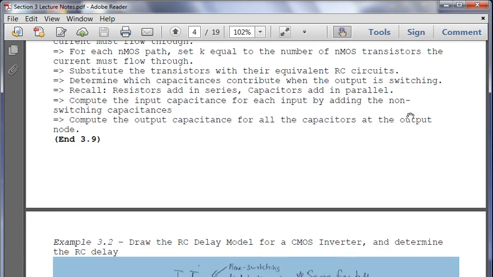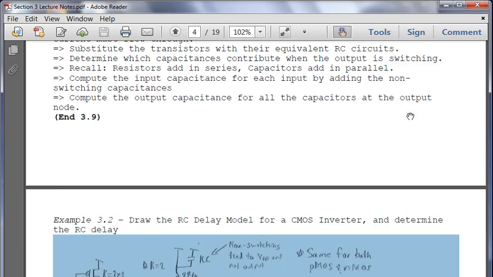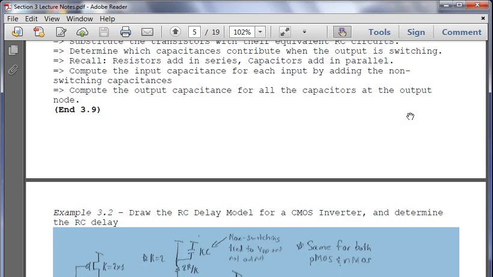Okay, so I'm going to go past the first 3 stages here, past substituting transistors with their equivalent RC circuits. This is a fundamental example, 3.2: draw the RC delay model for a CMOS inverter and determine the RC delay. Going by steps, we only have to go through one PMOS or one NMOS transistor. So it's 2 times 1 and 1 times 1. K for the PMOS is going to be equal to 2, and K for the NMOS is going to be equal to 1.